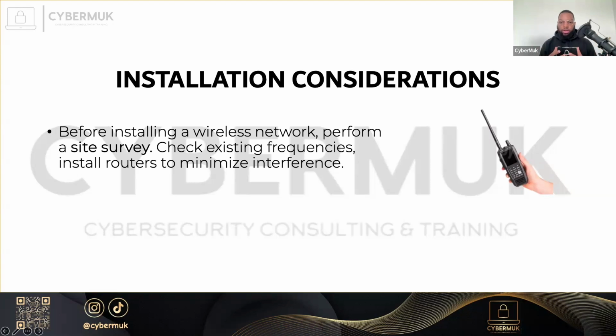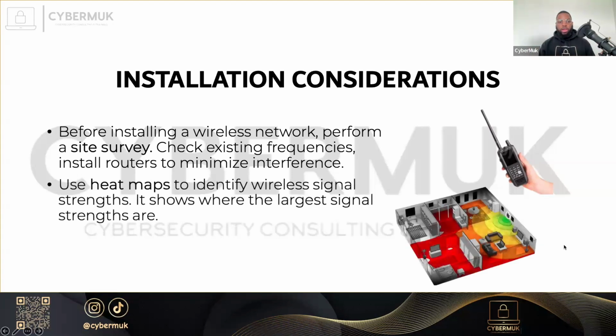provide the best coverage, then what do you do? First, you perform a site survey to see where there will be the best coverage for the access point. It can be a router or a switch. And you can also use heat maps. Heat maps are used to identify wireless signal strength, and it shows where the largest signals are. So when you have a heat map, you will know where will be the ideal place to install your devices, your routers, your switches, and it will tell you where the best signal is, as you can see on the diagram there.